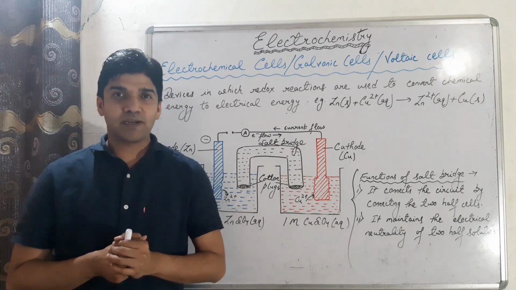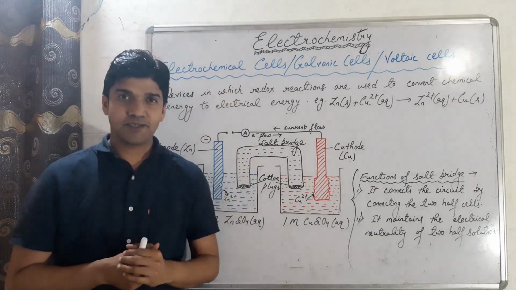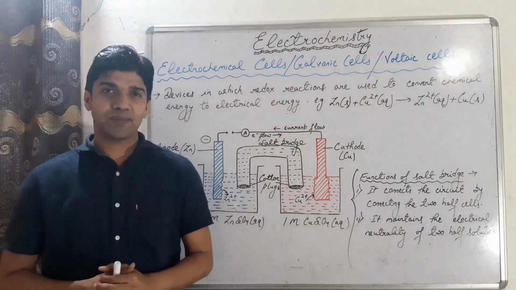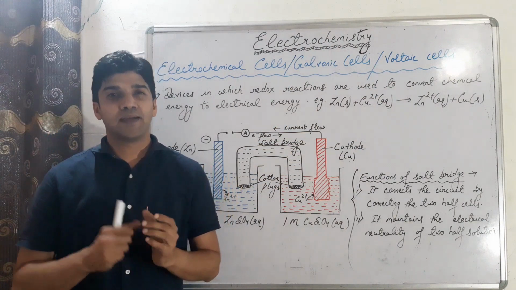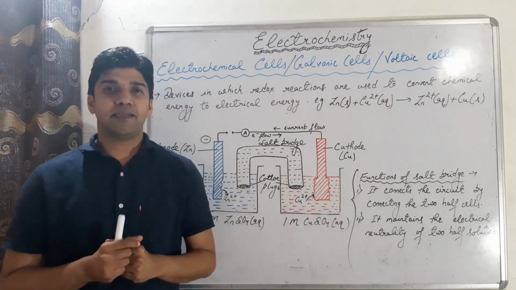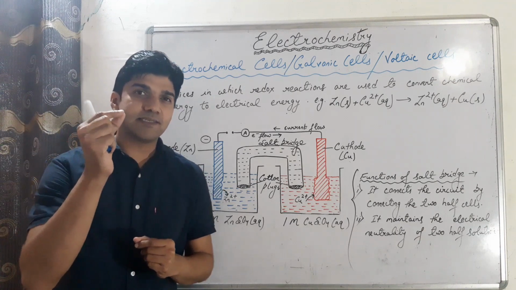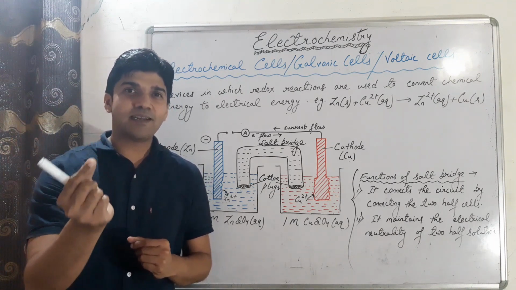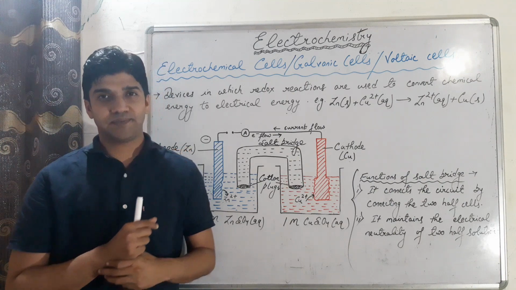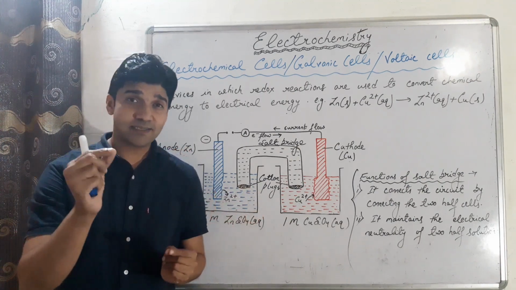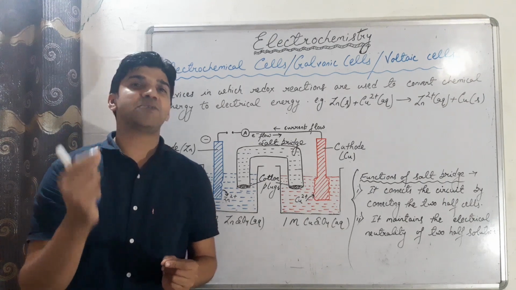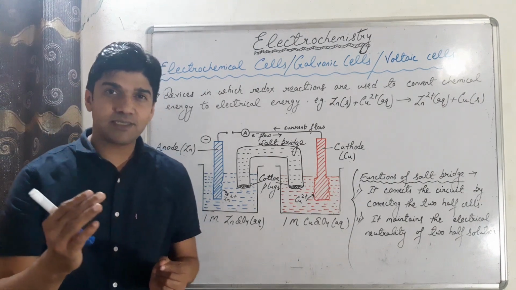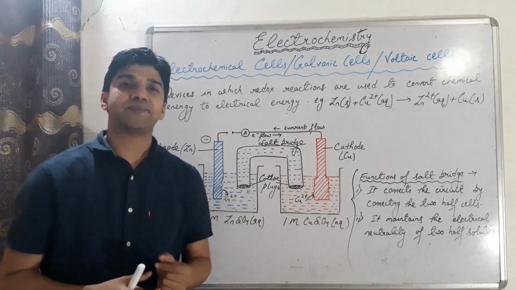Today we will start the topic electrochemical cells or galvanic cells, also known as voltaic cell. So what is an electrochemical cell? It is a device in which redox reactions are used to convert chemical energy to electrical energy. Clear? The device in which redox reactions are used to convert chemical energy to electrical energy.